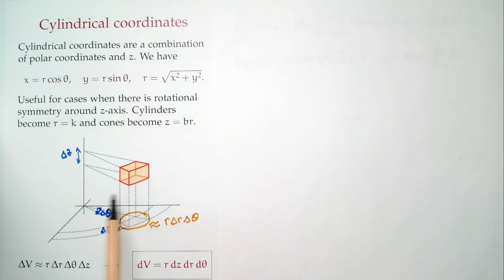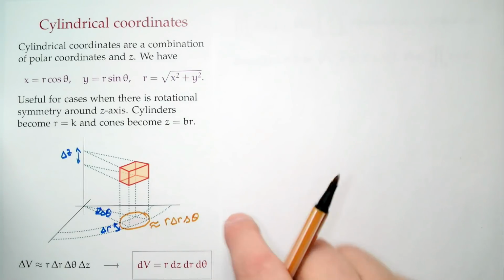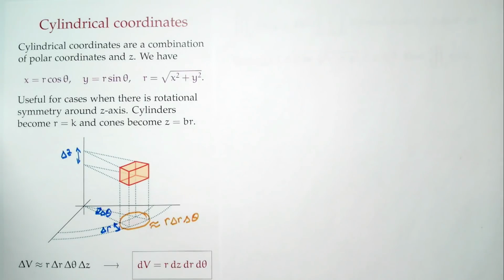So when I talk up here about what's the volume, essentially I'm going to take the area of the base, the r delta theta, and multiply it by the height, which is delta z. And therefore I get that the small bit of volume is approximately r delta theta delta z. Or if you like, dV, when we think of these things as getting very small, r dz dr d theta.